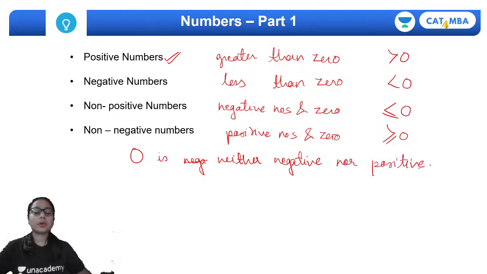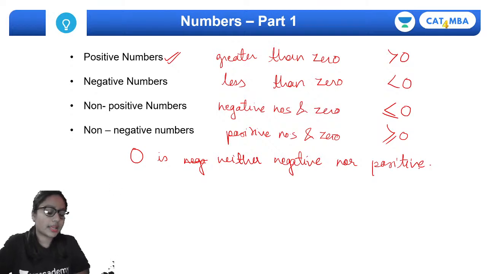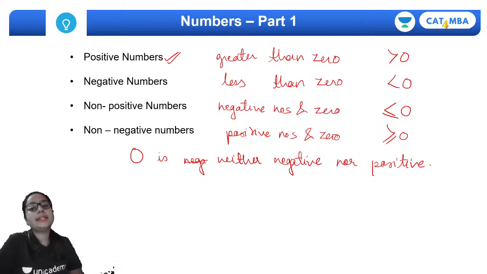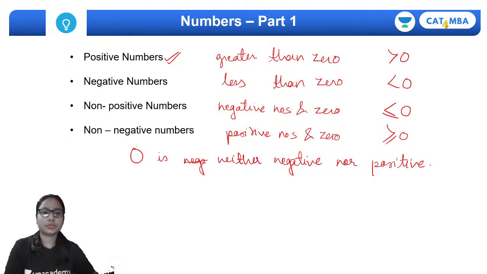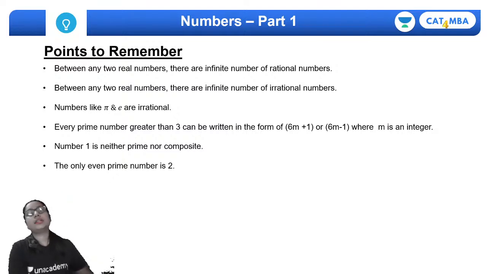Is 0 an even number? Yes, 0 is an even number. It is neither negative nor positive. I hope this is clear. These points are clear to you. Alright, okay. Now let us discuss a few points which would be very useful in questions further.